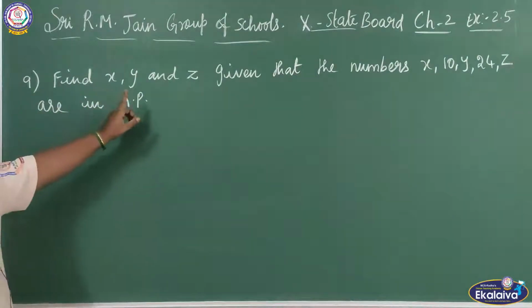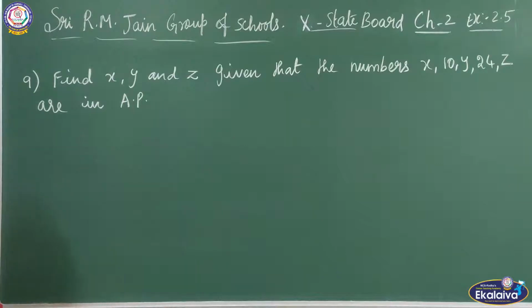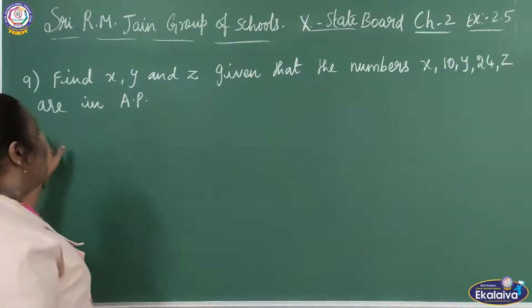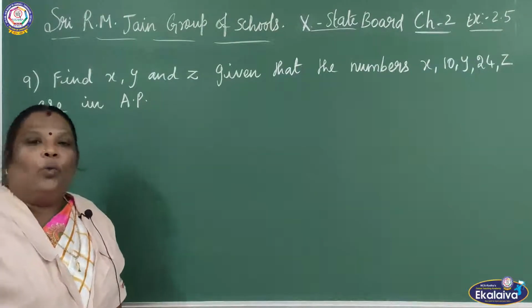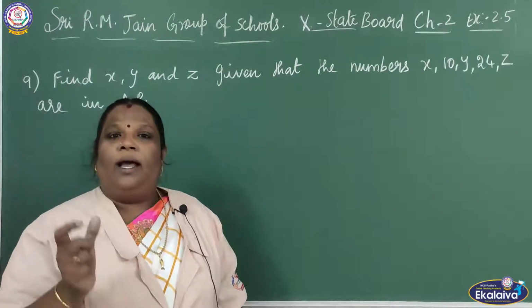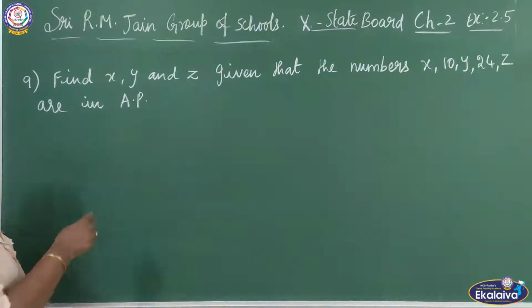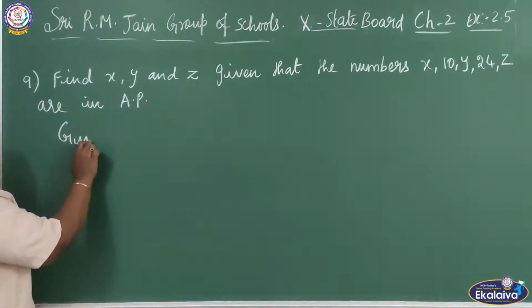Find x, y and z given that the numbers x, 10, y, 24, z are in AP. What is the meaning of AP? The differences are the same. So you can take down the values. What are the values they have given?